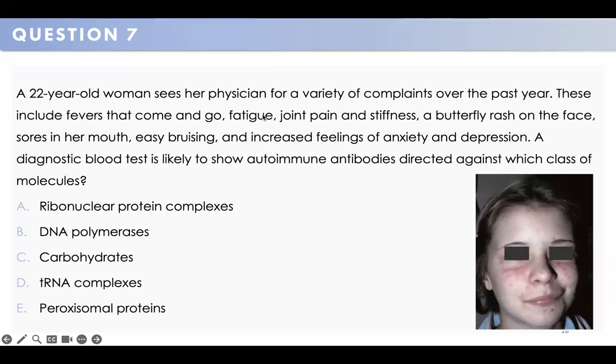A, perfect, acetylation. Ribonuclear protein complexes is the answer.